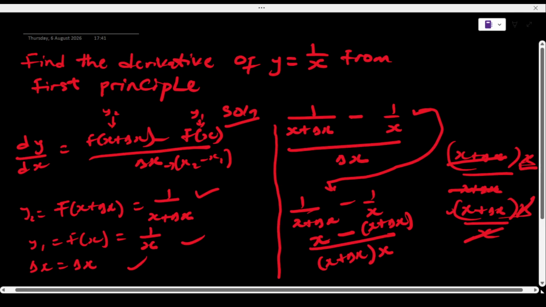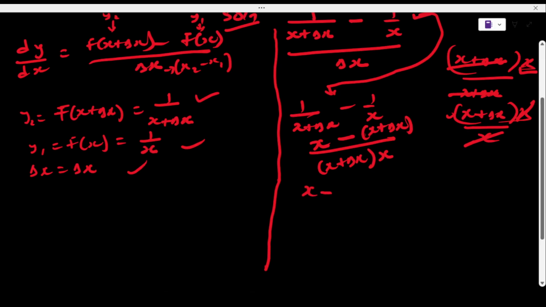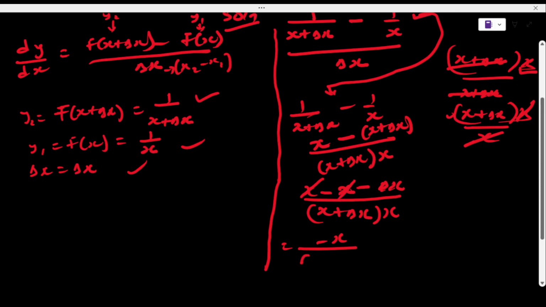What we are intended to do now is to find the numerator. So the numerator is x minus, we open this bracket, minus x, minus times plus is minus change in x, divided by x plus change in x, x. Now x minus x is 0. The answer here is minus change in x divided by x plus change in x, x. So this is the value we got.